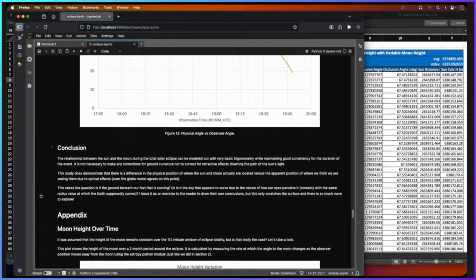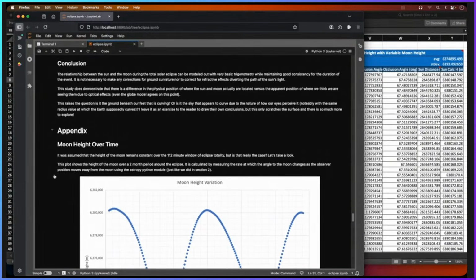This raises the question, is the ground beneath our feet curving, or is it the sky that appears to curve due to the nature of how our eyes perceive it, notably with the same radius value at which the Earth supposedly curves? I leave it as an exercise to the viewer to draw their own conclusions, but this only scratches the surface, and there's so much more to explore.